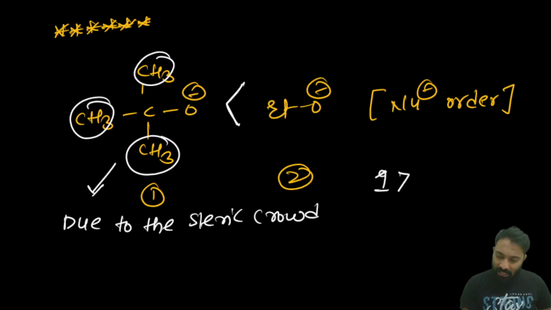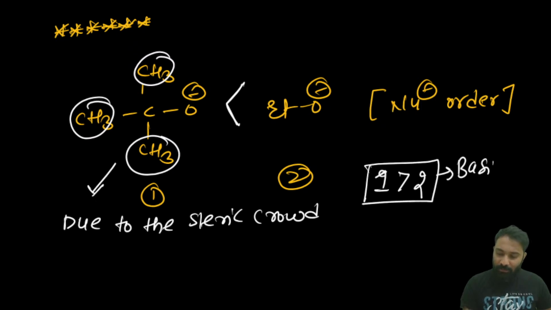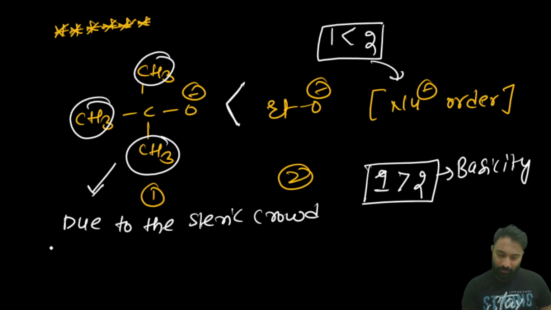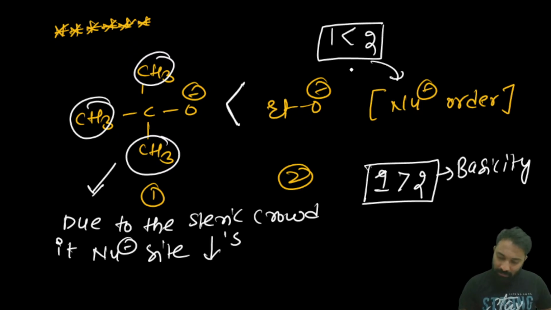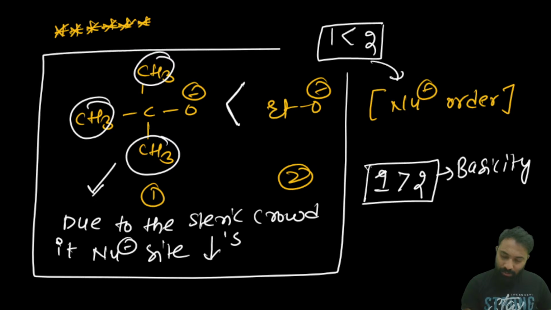One is having higher basic strength. In the basicity order, 1 is greater than 2. But in the nucleophilicity strength, 1 is less than 2. Why? Because due to the steric crowd, its nucleophilicity gets repulsion. See, nucleophilicity decreases. Is it clear? Due to the more steric crowd, its nucleophilicity will decrease.